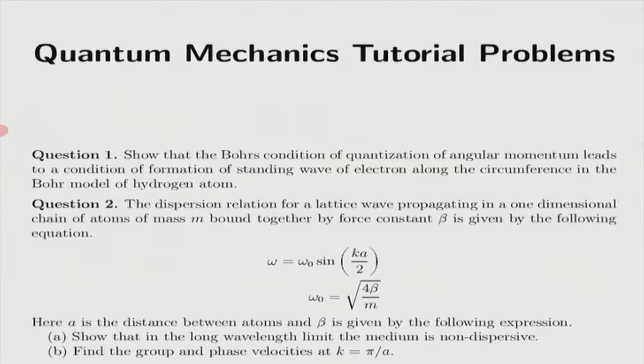So just to make sure that you're able to read the question, I'll read it out aloud. Show that the Bohr's condition of quantization of angular momentum leads to the condition of formation of standing waves of electrons along the circumference of the Bohr model of hydrogen atom. The Bohr's quantization condition comes from one of his postulates that the energy difference between transitions of electrons from one state to the other has to be an integral multiple of h.